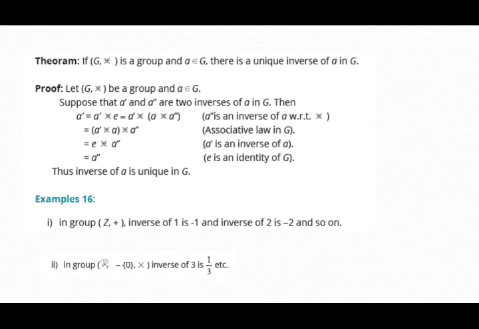Example: in the group Z under addition, the inverse of 1 is minus 1 and the inverse of 2 is minus 2. The inverse is always unique. In the real numbers except 0 with respect to multiplication, the inverse of 3 is 1 over 3.